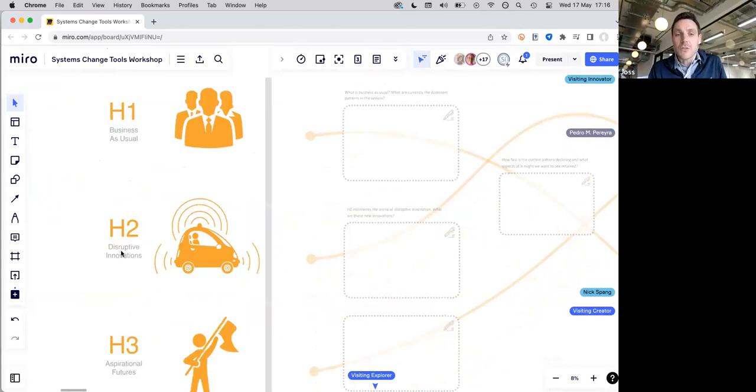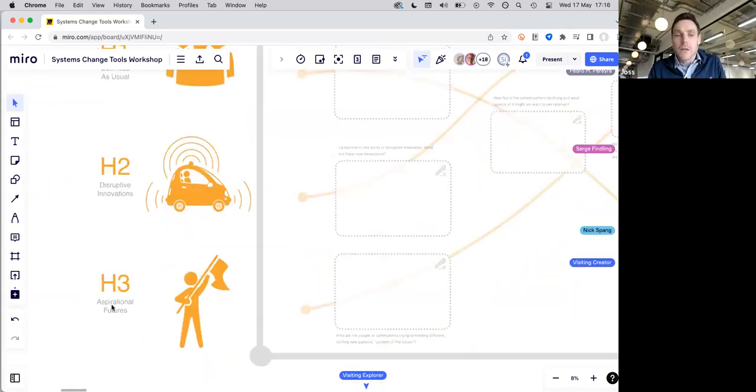They're the disruptive innovations, which are the drivers of change, the new innovations in the system. They could be technological, they could be changes in consumer values, they could be environmental factors, so on and so forth, but they are driving this system forwards and necessitating a change in some way. And then there'll be these guys who are the innovators and the aspirational future that we might want to see come into being.